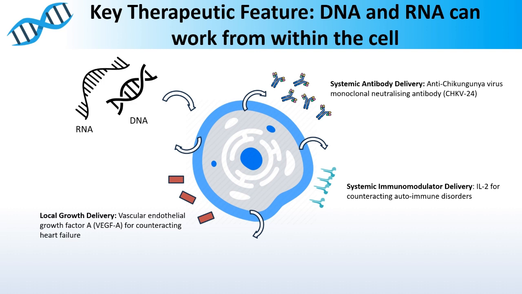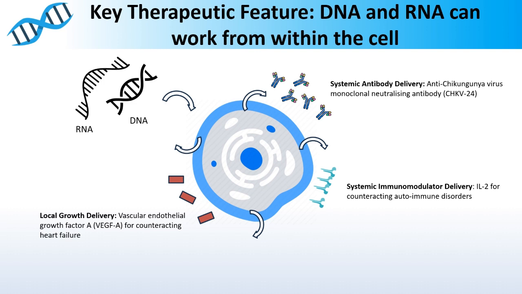But as I alluded to earlier, there needs to be enough protein produced in order to get to that therapeutic threshold. So, for example, either DNA or mRNA therapy has been used in the production of antiviral antibodies, immunomodulators such as IL-2 to treat autoimmune disorders. And these are good examples of a systemic delivery of proteins through nucleic acid therapy that have got to at least stage 1 clinical trials.